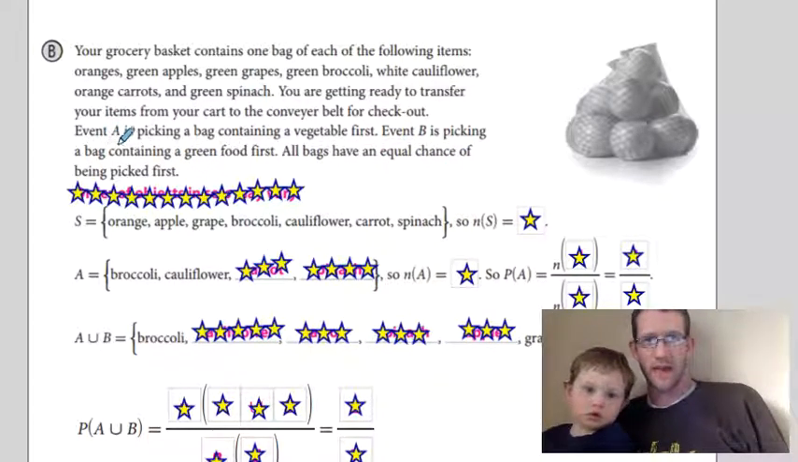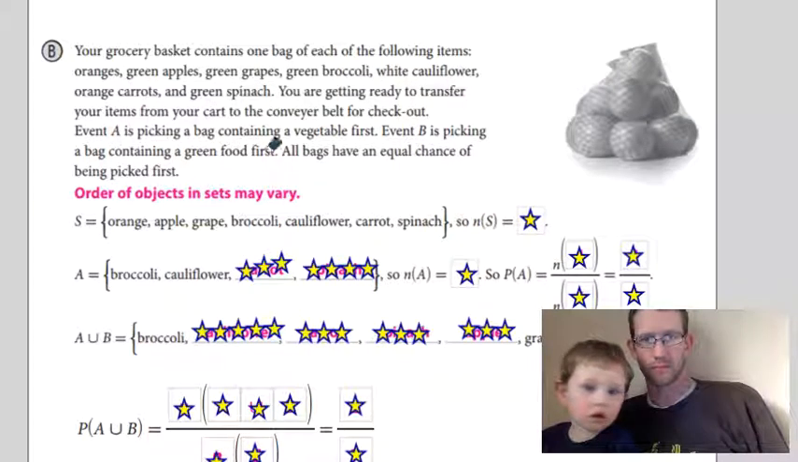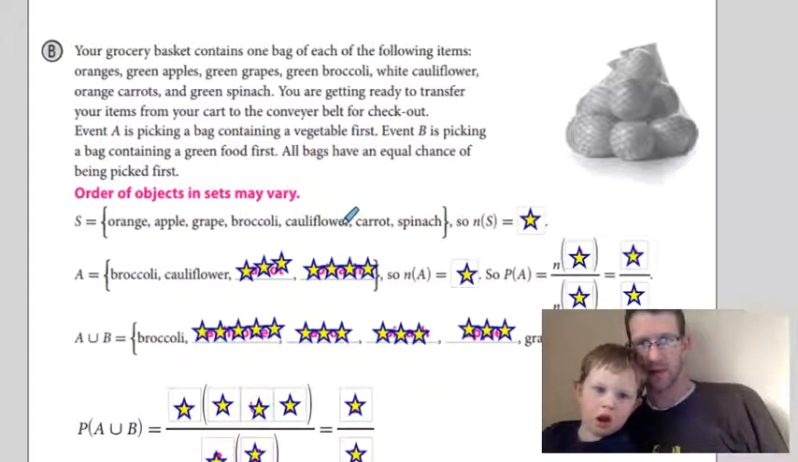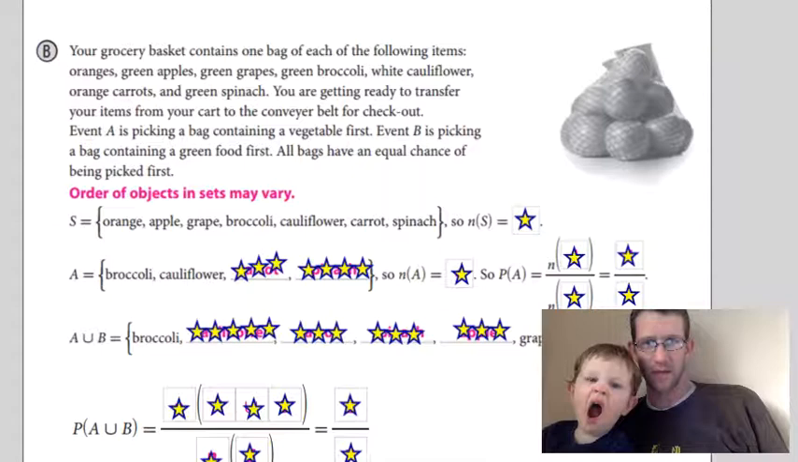Okay, so event A is a vegetable. B is green, right? So we need to start thinking about these sorts of things. So set S, this is the universal set, right? Includes the orange, the apple, the grape, the broccoli, cauliflower, carrot, spinach. So the number of elements, 1, 2, 3, 4, 5, 6, 7. We can just count those.